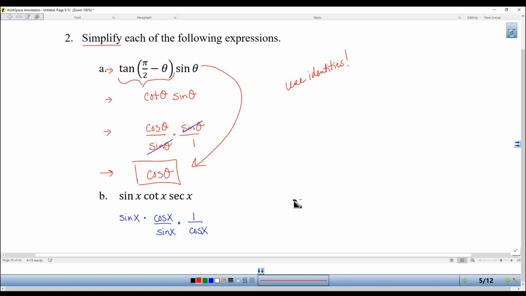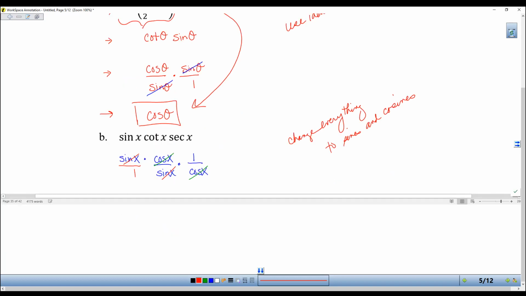But then another actual strategy is to change everything to sines and cosines. A lot of times when they're in similar trig functions, then you can cancel things, which of course I can here. My cosines cancel and my sines cancel. If it helps you, you can put that over 1, but this is definitely a numerator. And then when everything cancels, what do you have? You just have 1. And that's the answer. That's what that simplifies to.